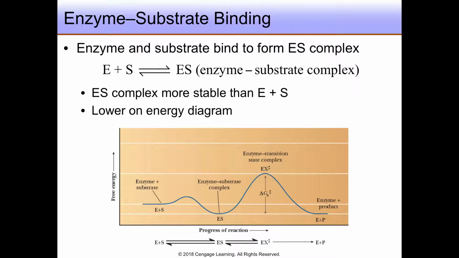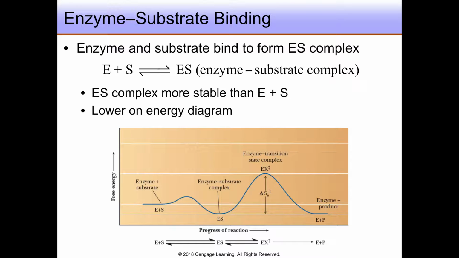If we look at the progress of a one-substrate reaction, pictured here, we see the energy changes that occur during the course of the reaction. On the far left, the separate enzyme and substrate molecules occupy a certain energy level, and there is a slight energy hill to cross before forming the enzyme-substrate, or ES, complex.